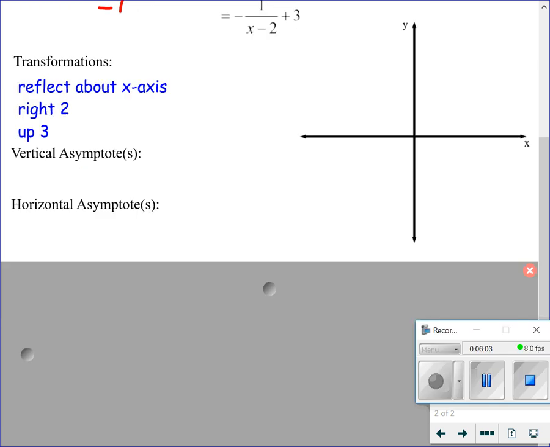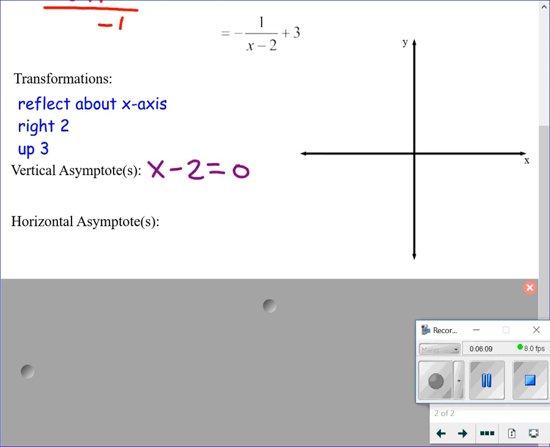To get our vertical asymptote, again, just take your denominator, set it equal to 0, and solve. So we should get x equals 2. Go ahead and graph that one. Then our horizontal asymptote just comes from this number at the end, since I don't have a variable up in my numerator, so this is y equals 3.